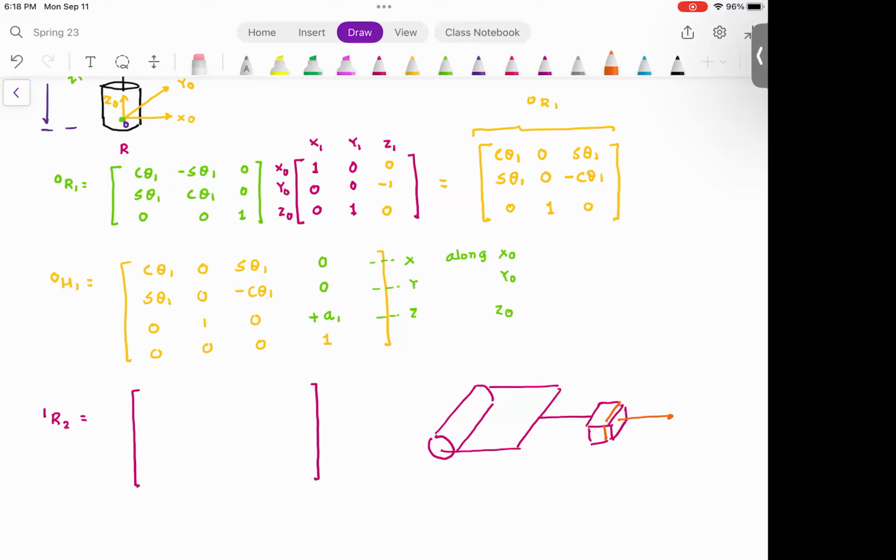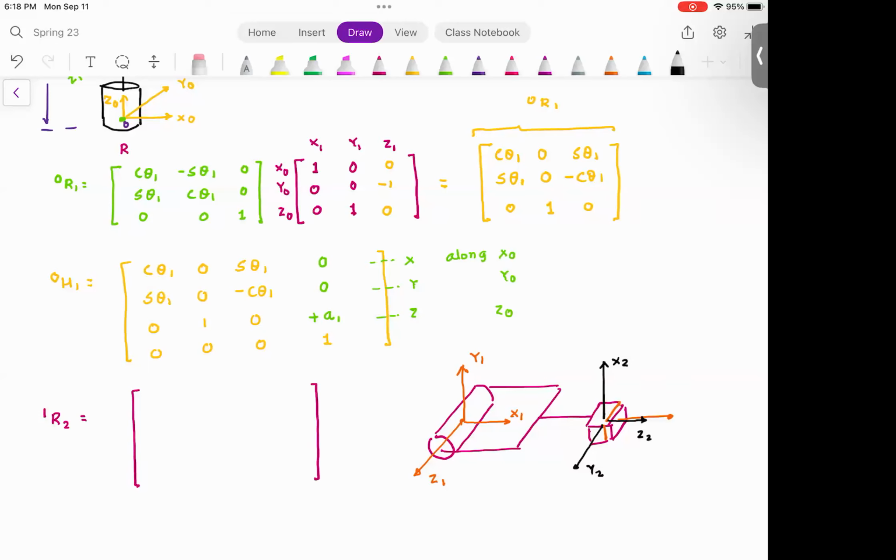So we have a frame over here, and I will draw this frame. We have y1, we have z1, we have x1, and we have this second frame over here, which is x2, we have z2, and we have y2. It's extremely important to understand that z1 is the joint axis, z2 is the joint axis, and x1 is perpendicular to z1 and is perpendicular to z0.